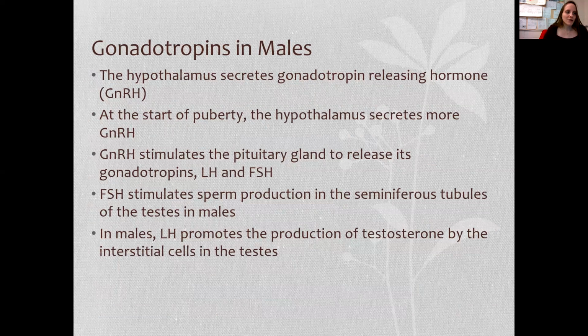So when we're talking about gonadotropins in males, you have the gonadotropin-releasing hormone, GnRH, that we've talked about before, that gets released from the hypothalamus. That is going to go to the anterior pituitary and stimulate the release of the gonadotropins, LH and FSH. FSH is going to cause sperm production in the seminiferous tubules. LH is going to cause testosterone production in the interstitial cells, all of which is happening inside the testes.